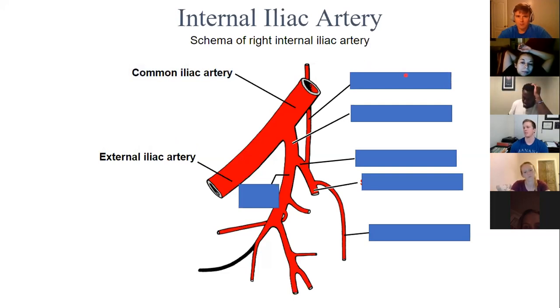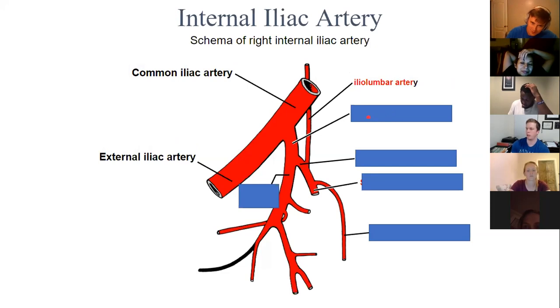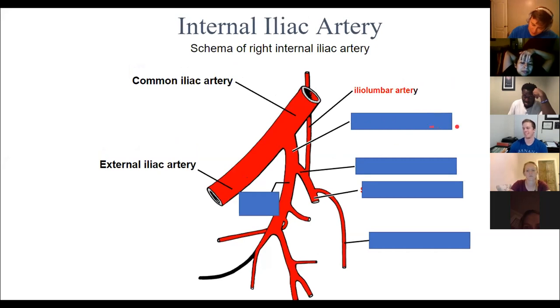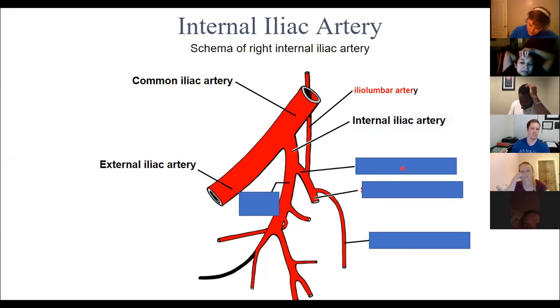Okay. Oh, is that one the... That's the ascending... Iliolumbar? Oh, you're right. Iliolumbar. There's a mnemonic for that. What is it? It's ridiculous, but keep going. I wrote it down. I love going places in my very own underwear.